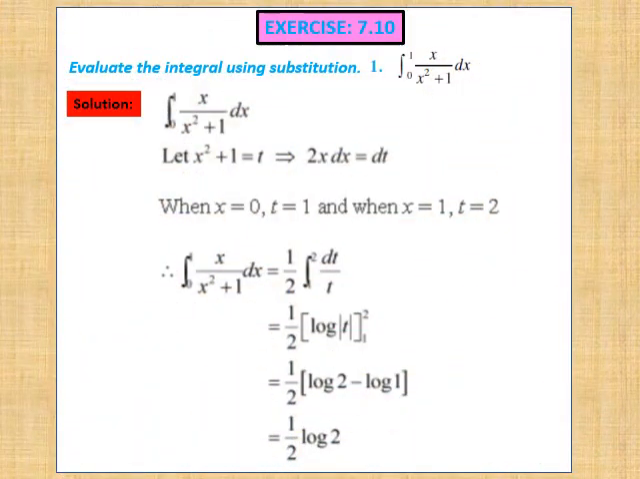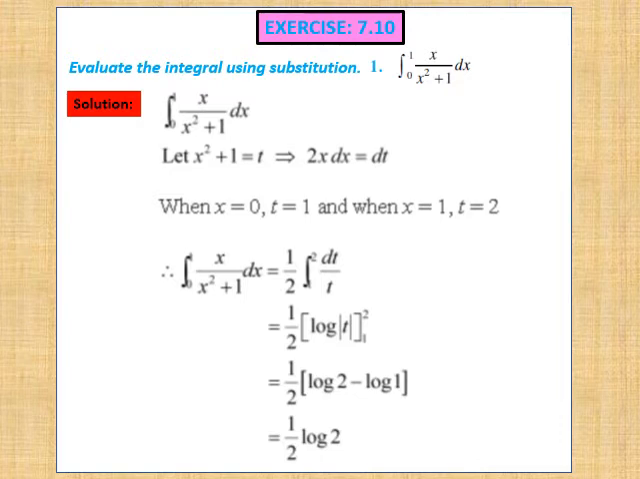Exercise 7.10, question 1: evaluate the integral using substitution. We have to use substitution because it is mentioned. The integral is from 0 to 1 of x upon x square plus 1 dx. We are going to substitute x square plus 1 equals t, because you can see that the differentiation of x square is already there. So we get 2x dx equals dt.